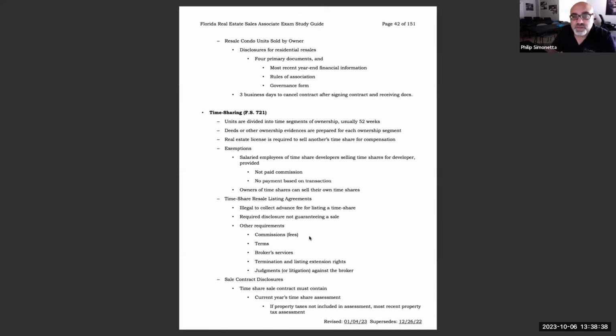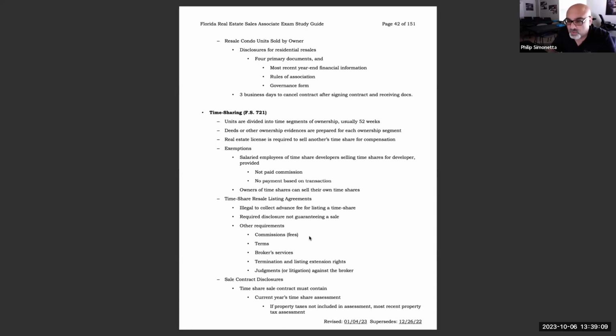Okay, resale condo units by the owners also have a few different disclosures. They get the 4 primary ones, and they have 3 business days to cancel after they get the rest of them. Now timeshares, they have their own Florida statute, 721. Units are divided into time segments of ownership, usually 52 weeks. The deeds or other ownership evidences are prepared for each ownership segment. So you'll have 52 deeds, right?